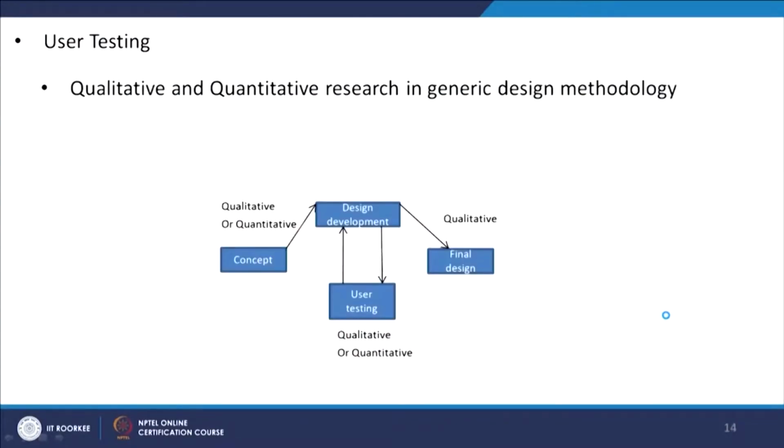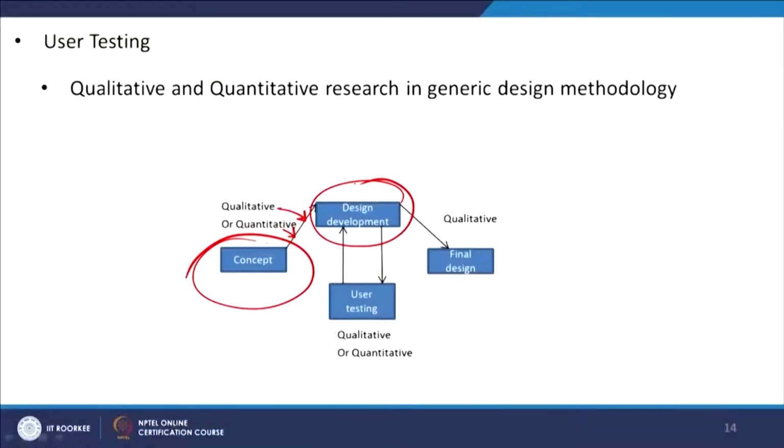How do qualitative and quantitative research come into the picture in the generic design methodology? When the design concept is there, we can deploy qualitative as well as quantitative methods to understand the user, to do the user research. Through qualitative research, we can understand why this is required and answer those whys. Through quantitative research, we can understand how many users will be using this, and what amount of return on investment there can be.